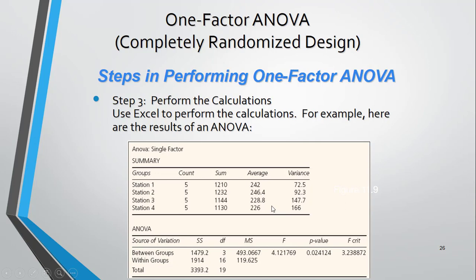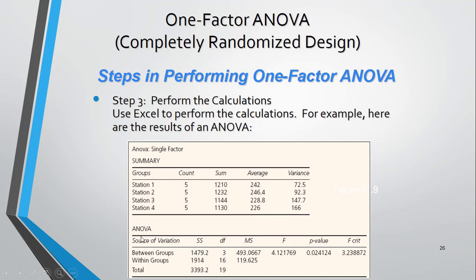And this is the result from the Excel ANOVA analysis. For example, here we're comparing stations 1, 2, 3, 4, four groups, four stations. Each has 5 observations. This is their sum, this is the average, and these are their variances. Look at the numbers: 242, 246, 228, 226. Are they different or are they similar? We'll find out.